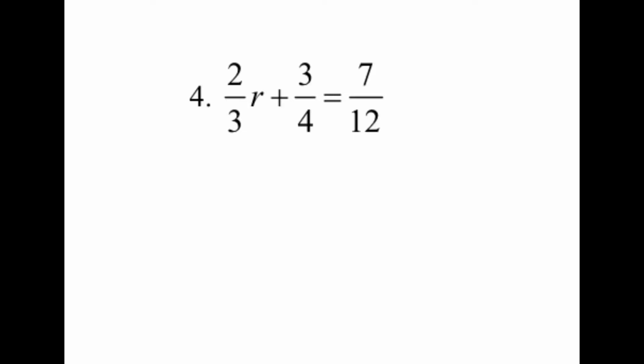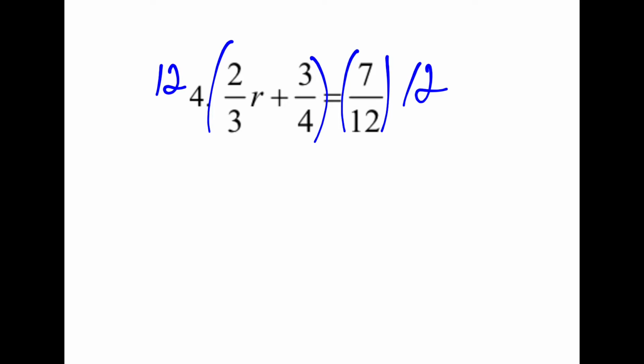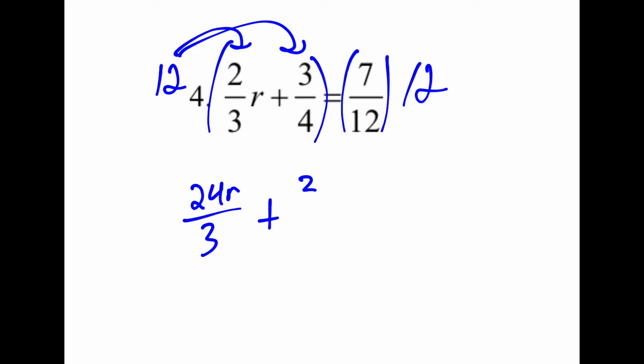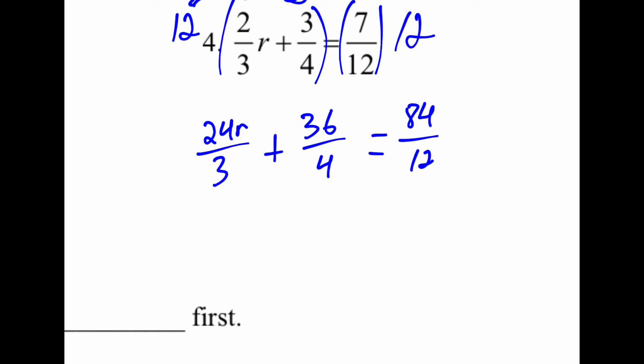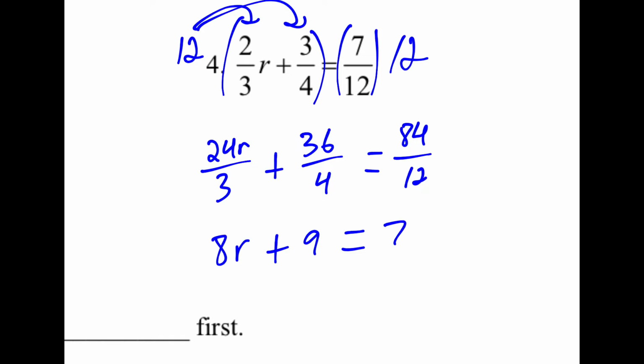Here's another fraction one. If I look at my denominators, I have 3, 4, and 12. So I pick the biggest one. I'm going to multiply the left side by 12 and the right side by 12. So it's like distributing, but I only multiply by the top number. So 12 times 2 is 24r divided by 3, plus 12 times 3 is 36 divided by 4, is equal to 7 times 12, which is 84 over 12. Then I can simplify. 24 divided by 3 is 8, 36 divided by 4 is 9, and 84 divided by 12 is 7. Now I have a two-step equation.